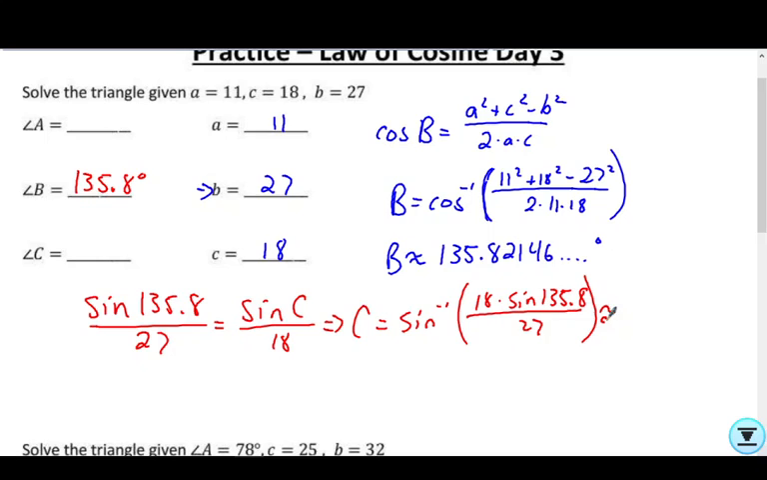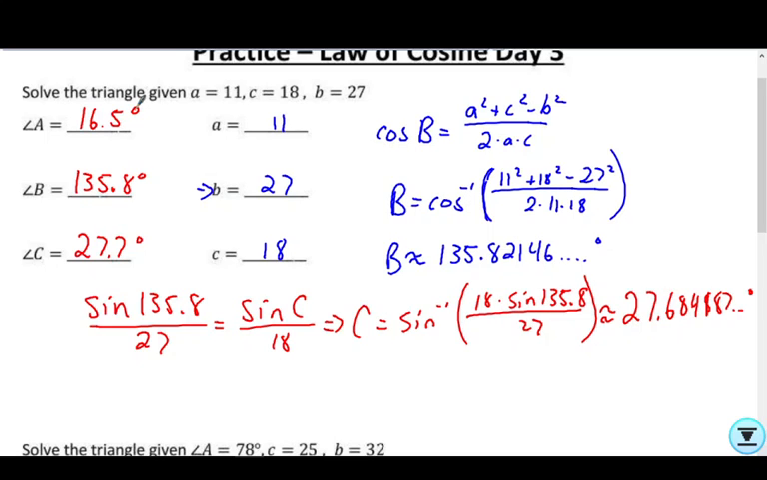You let your handy dandy calculator do the work, and it tells us that angle C is 27.684187 degrees, or 27.7 degrees. And then take those two, subtract them from 180, which gives us 16.5 degrees for angle A.